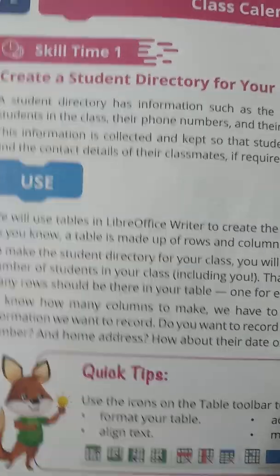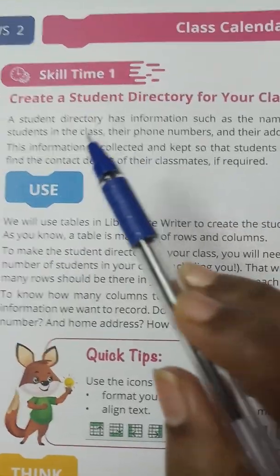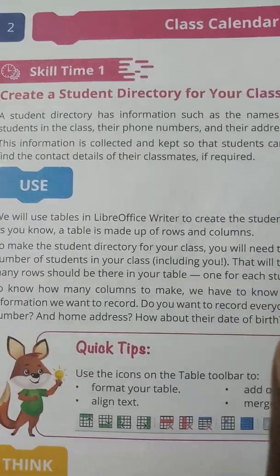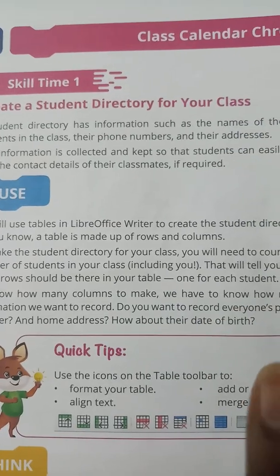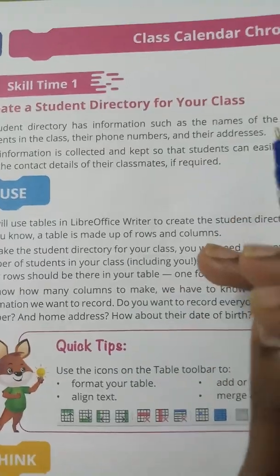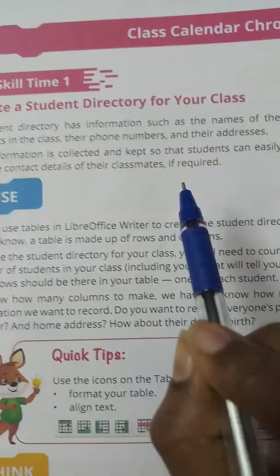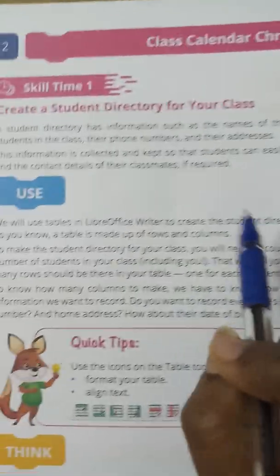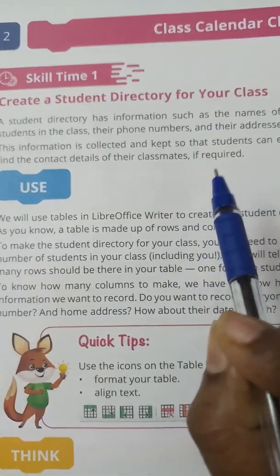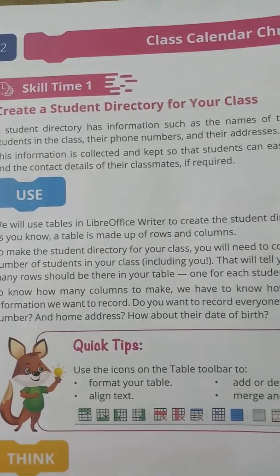A student directory has information such as the names of the students in the class, their phone numbers and their address, date of birth, email id, etc. This information is collected and kept so that students can easily find the contact details of their classmates if required, and contact their friends.